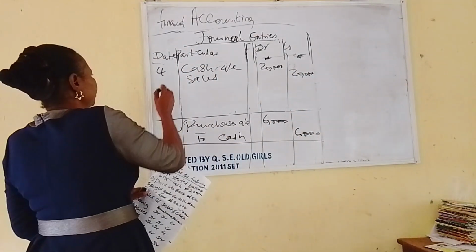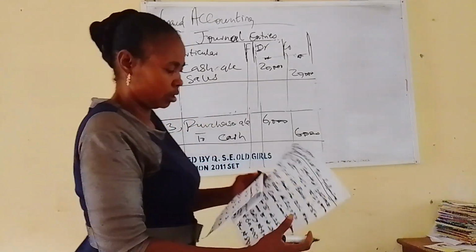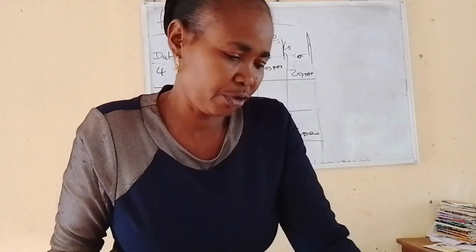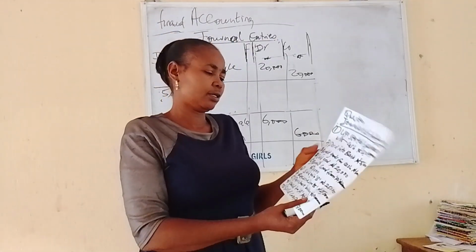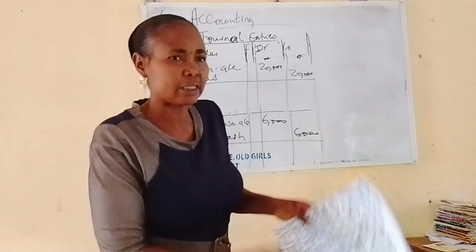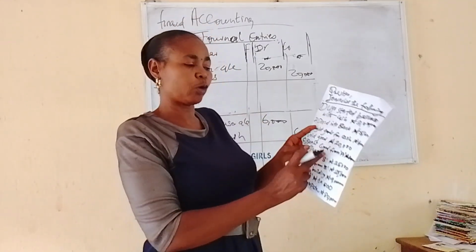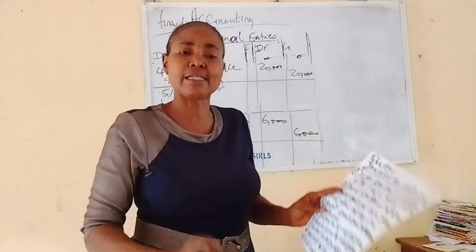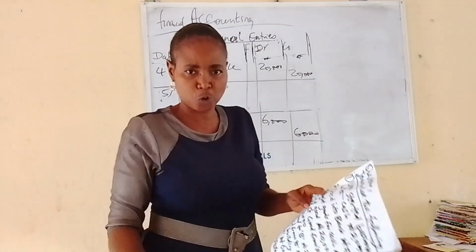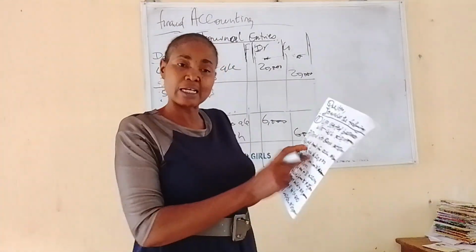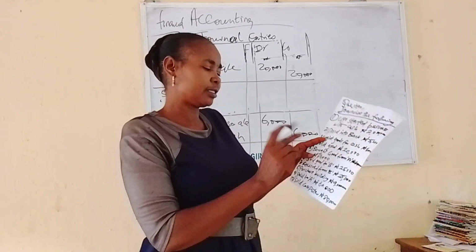20,000. Then on fifth, bought goods from A, 60,000 naira. Whenever you see a name mentioned in an account like this, bought goods from A, you know that is a credit transaction. If not, that A wouldn't have been mentioned. So whenever you see a name mentioned like this, it is a credit transaction. Bought goods from A, 60,000.